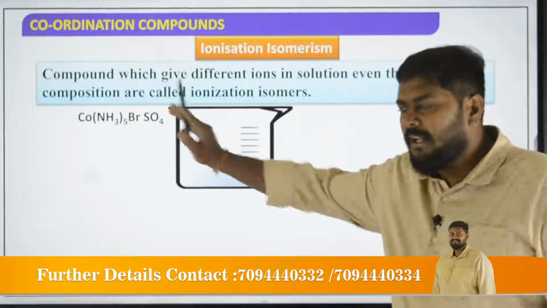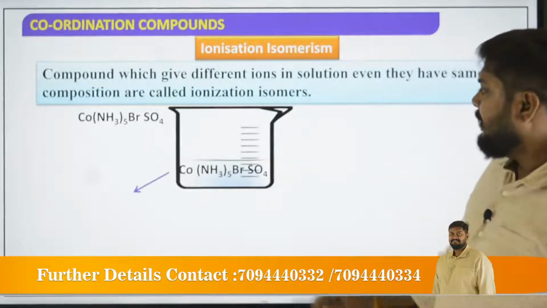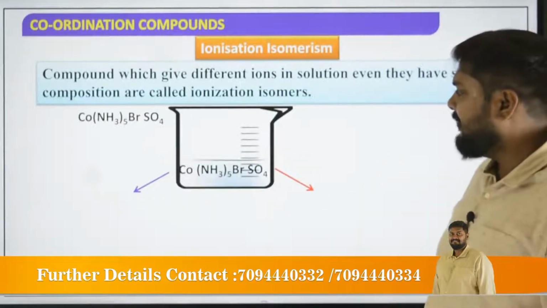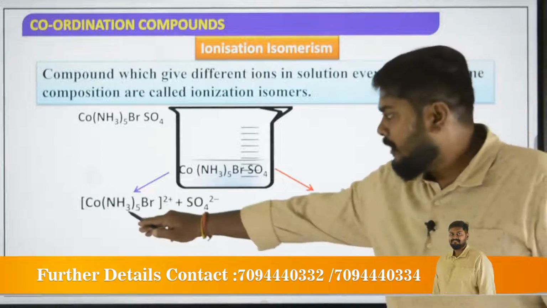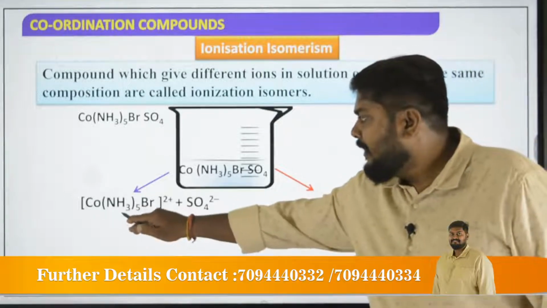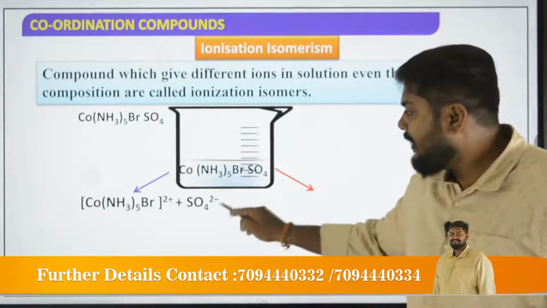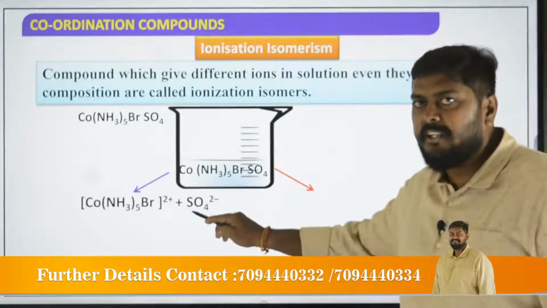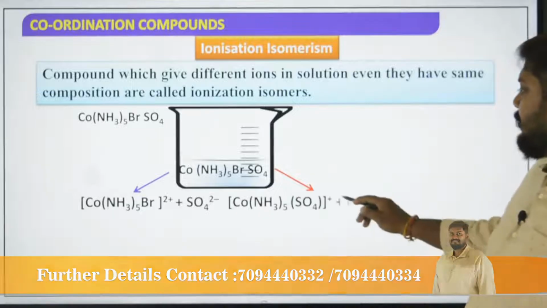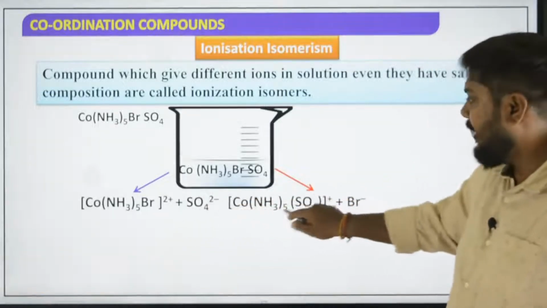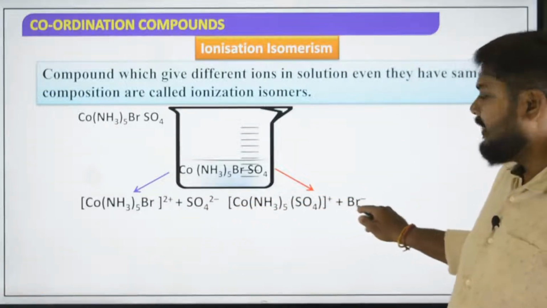[Co(NH3)5Br]SO4 is the molecular formula. See, in the first case, I am going to have the complex [Co(NH3)5Br]2+ plus SO4. Which one is the ion here? Sulfate. SO4 2- will be the ion, right? Also the same molecular formula, but the ion will differ, right?